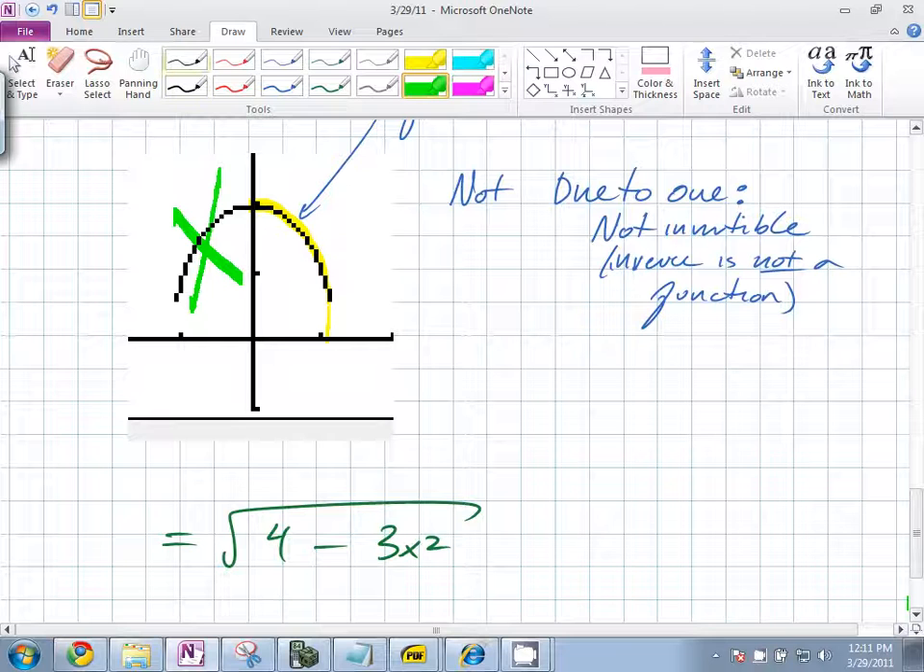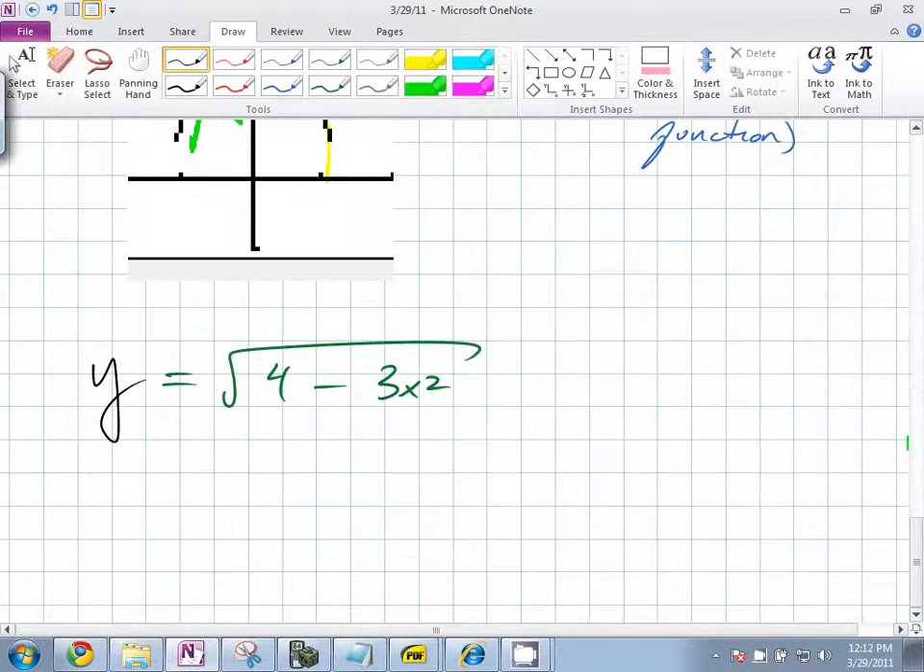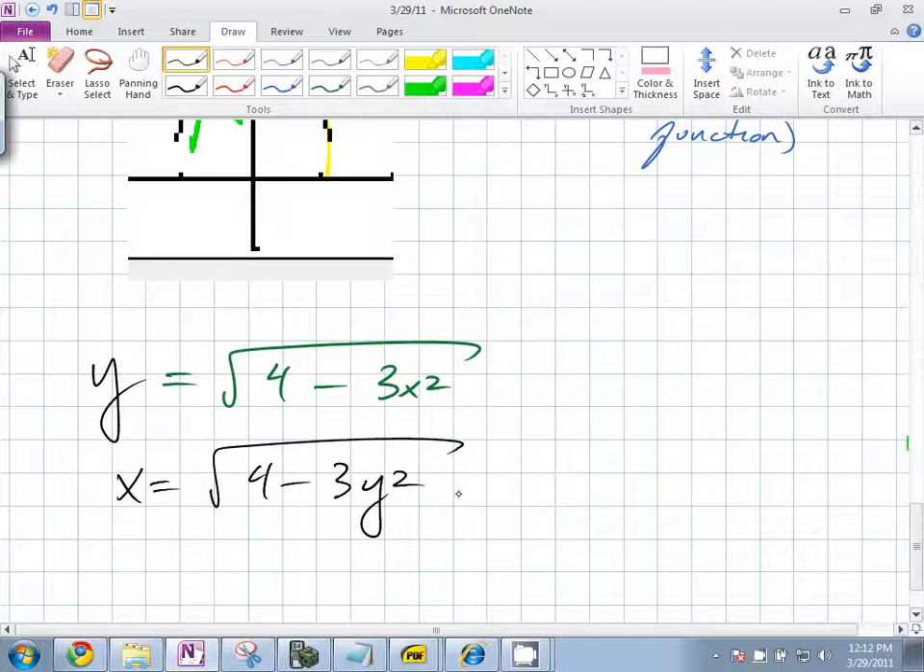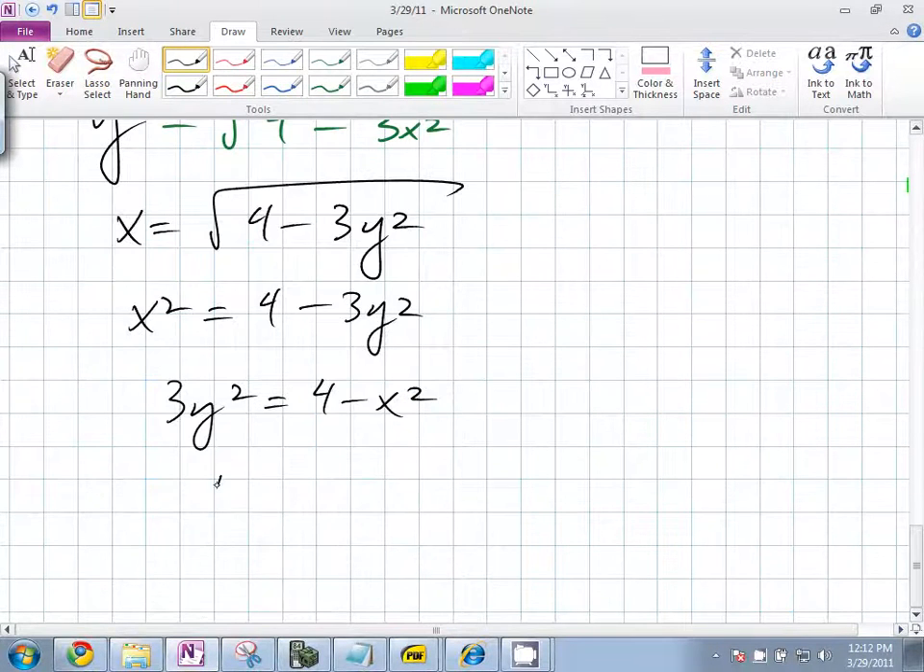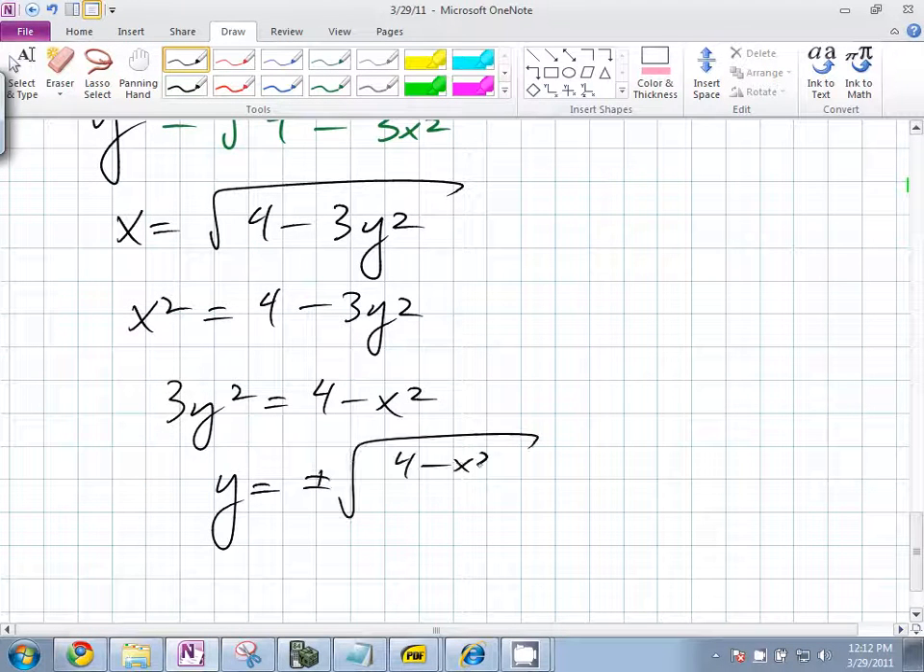What's our first step if we want to find the inverse? We switch. Now we need to, oh, x squared is equal to what? So 3y squared is equal to? So y is equal to plus or minus the square root of 4 minus x squared all over 3. Now, is it positive or negative?